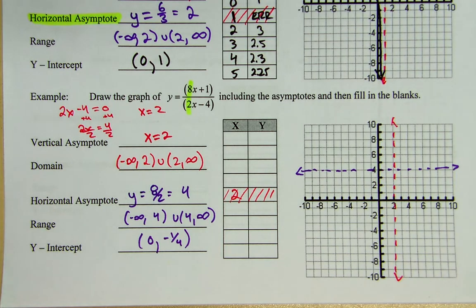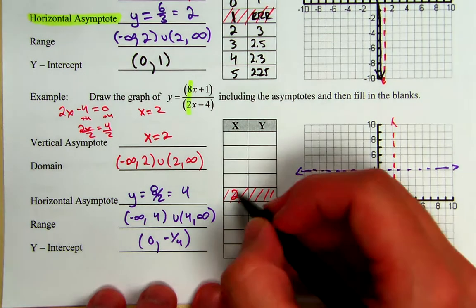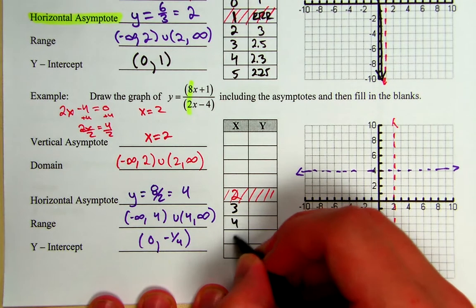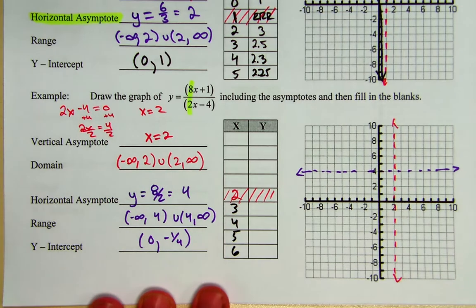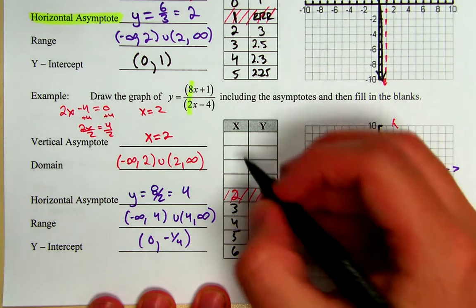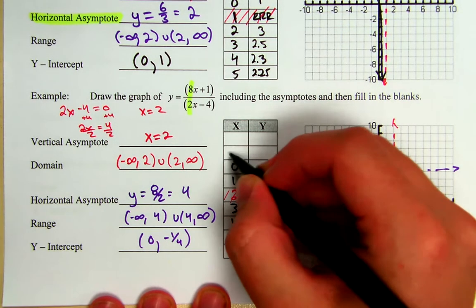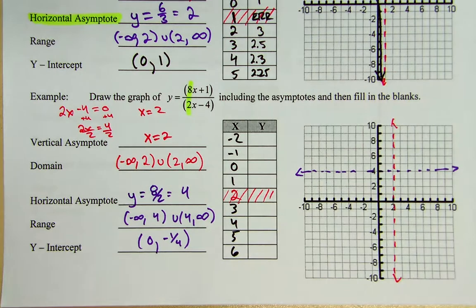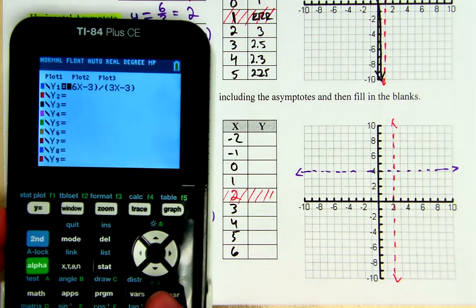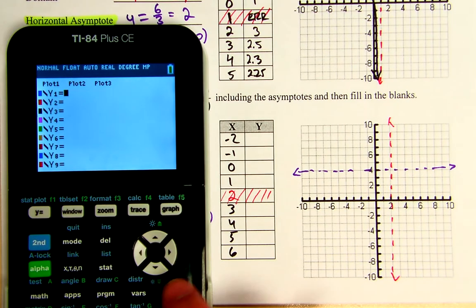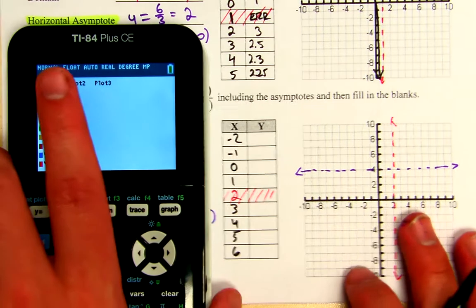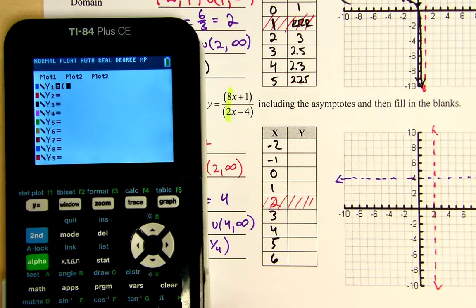Alright, I'm ready for a table. So I need, let's see, 1, 2, I got 3, 4, 5, 6. So again, I just go integers. 2 minus 1 is 1, 0, negative 1, negative 2. And here we go, we got to clear out our function. So what did we use here? Parentheses 8x plus 1 divided by parentheses 2x minus 4.